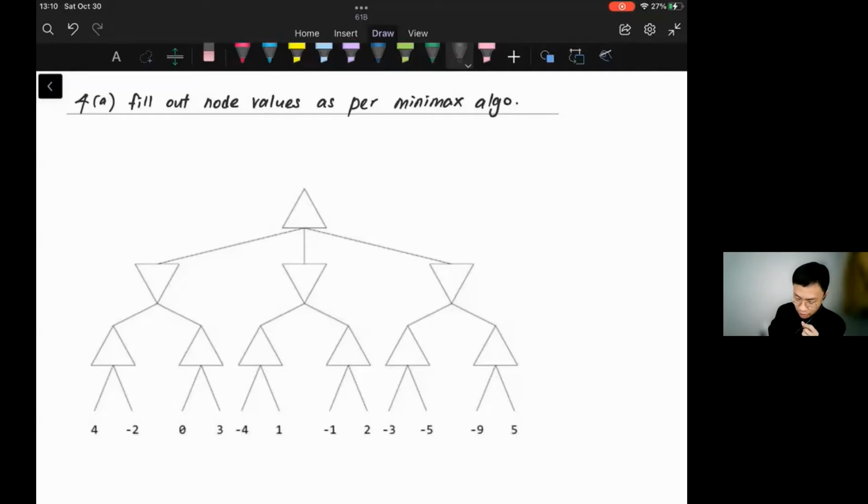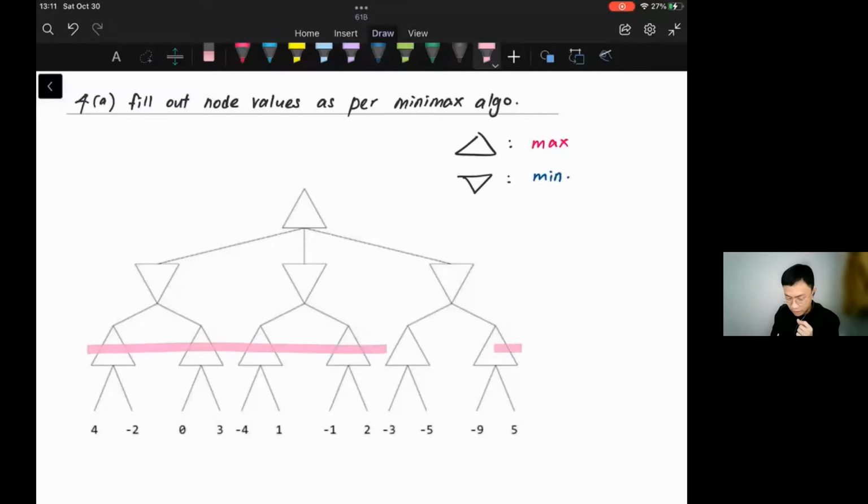So as usual, we need to know that the upward pointing triangle is the maximizer node, while the downward pointing triangle is the minimizing node. Okay, so if you are highlighting the maximizer and minimizing layers, there it is. And now we can start filling in the values. So at the bottommost layer, it is a maximizing layer, so we can just choose the larger value between the pair of values provided.